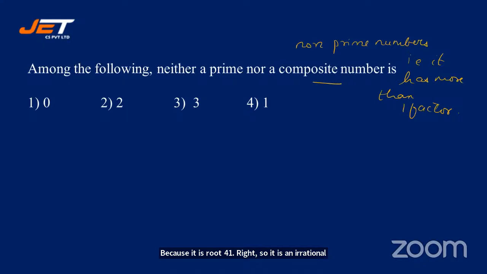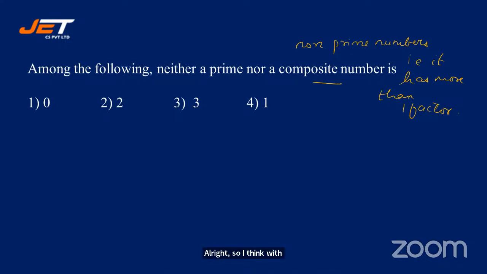Among the following, neither a prime nor a composite number is dash. So now for this, you need to know what is a composite number, isn't it? So what is a composite number? It is a non-prime number, that is, it has more than one factor. All right. So I think with this clue, you must be able to give me the correct answer.